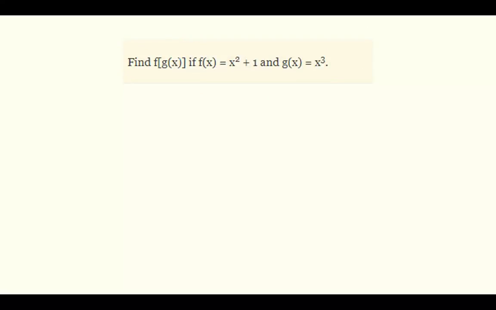Find f of g of x. Again, this is the same idea as we just did. So remember, when I wanted to find f of g of x, I take whatever my g of x is and plug it into the x value of my f of x. So in this case, f of g of x, we would say is equal to, well, I'm going to plug in my x to the third. That's my g of x function.